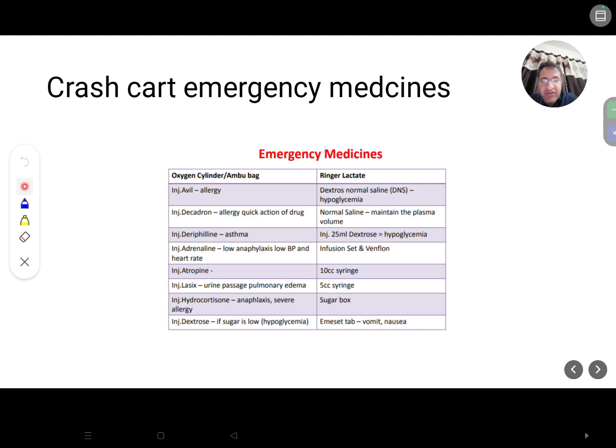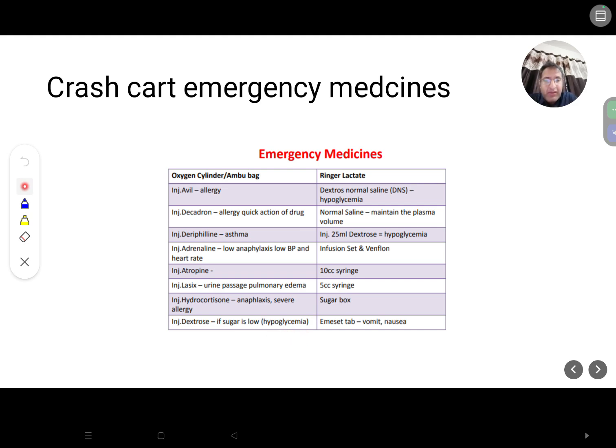Some emergency medicines have to be there in the crash cart table. The main thing is an oxygen cylinder or the ambu bag in case of anaphylaxis. For allergy, Avil and Decadron injection; for any asthma problem, Deriphyllin has to be there. Adrenaline is given whenever there is low BP and heart rate because of anaphylaxis. Atropine in case of very acute emergency when adrenaline is not working. Lasix injection if we suspect pulmonary edema, and dextrose if the patient is diabetic and develops hypoglycemia during the diagnostic procedure.